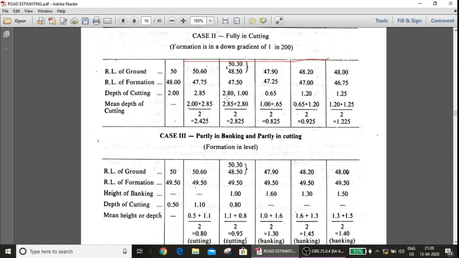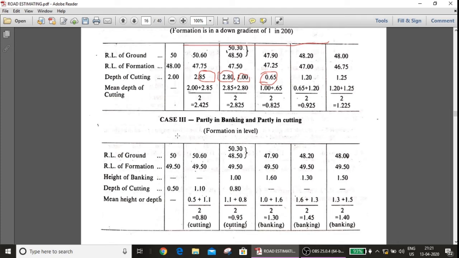For the mean height at the 12th station, we have to take this first value and the previous value and average them, 2.825. Then for the 13th station, we take the previous value as 1 and 0.65 divided by 2, 0.825. Okay, we will get the mean depth of cutting: 2.425, 2.825, 0.825, 0.925, 1.225.